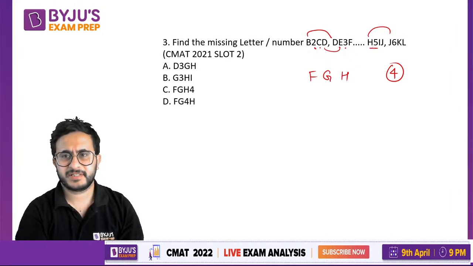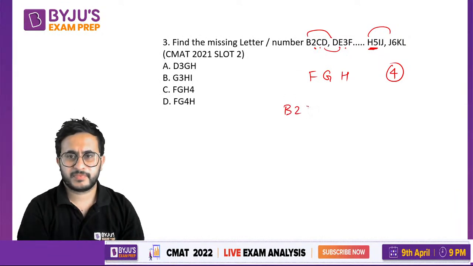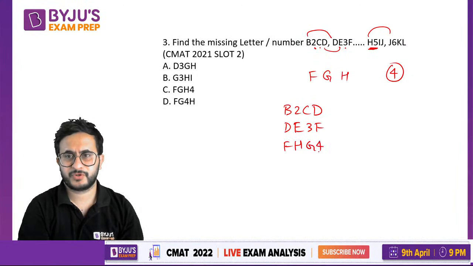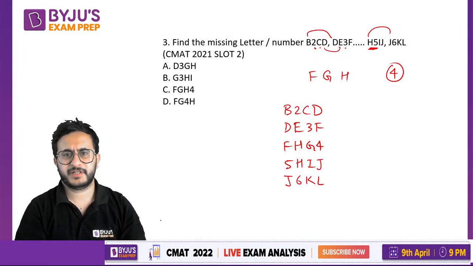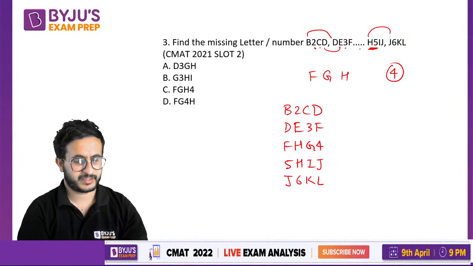I think they have given this term wrong. Okay, so I think this should be B, E, 3F, then maybe F, G, H, 4, then 5, H, I, J. I think that is a misprint here. Sometimes these things happen in CMAT, right? They give an incorrect question and later on they correct it.